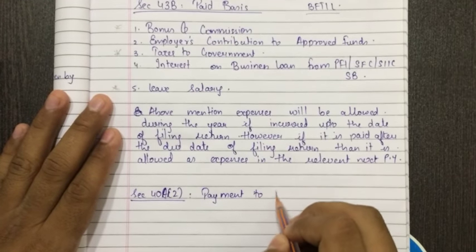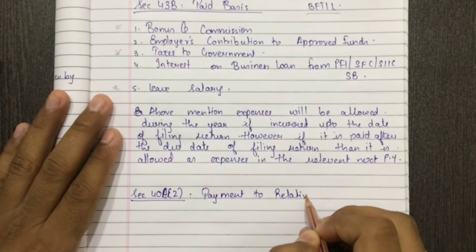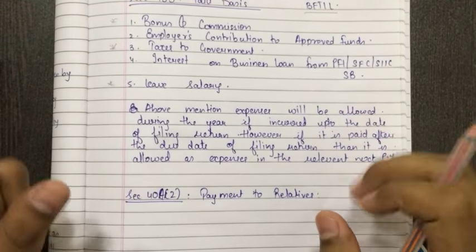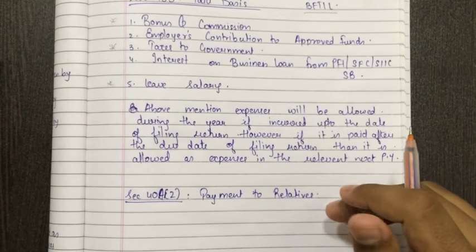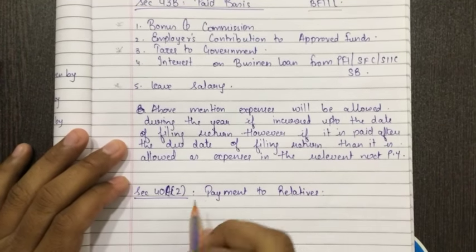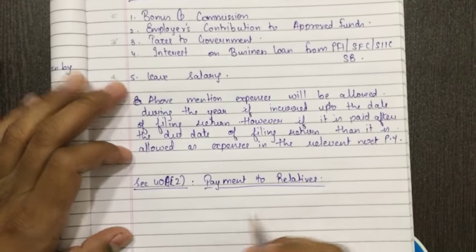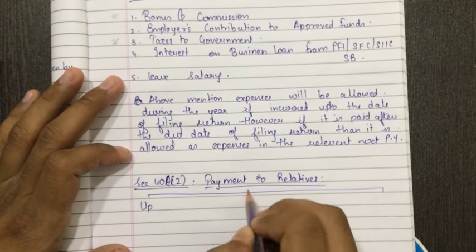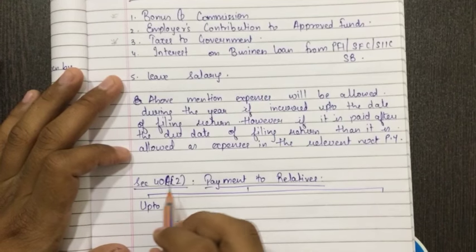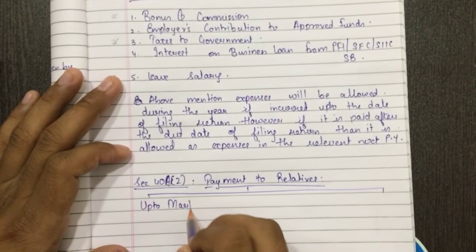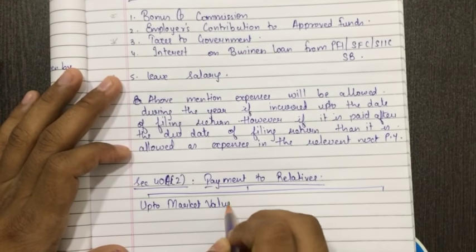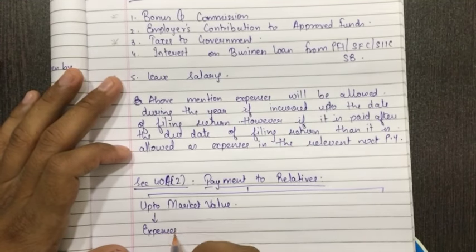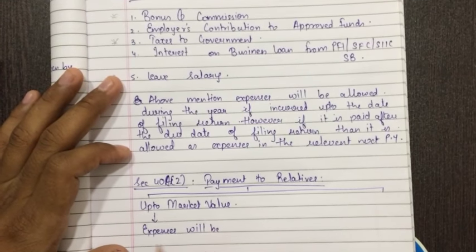Payment to relatives. I have not taught you all salary first, so you will not have a grip on the payment to relative. If you have learned salary before, then you will have a grip on this. Payment to relatives has two parts. There is a chart for this. Payment to the relative up to market value: the expenses will be allowed.